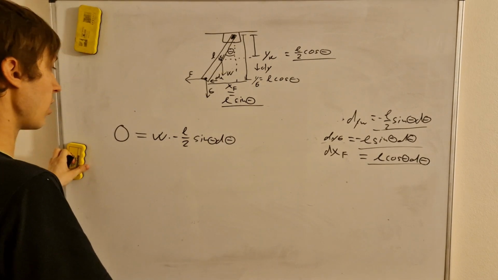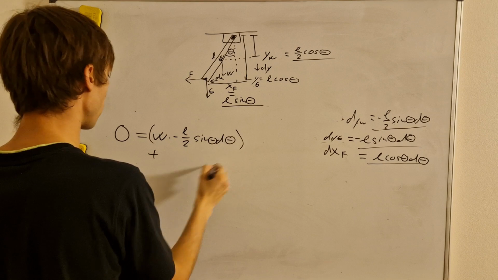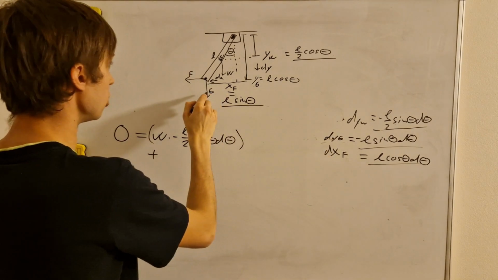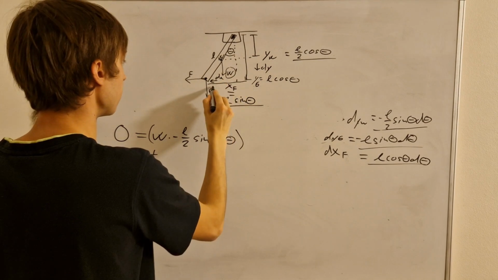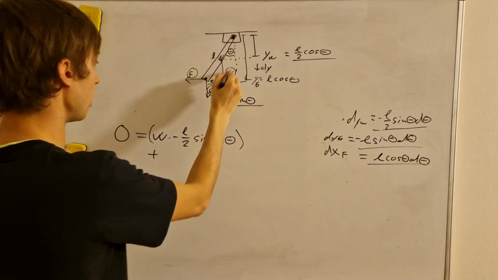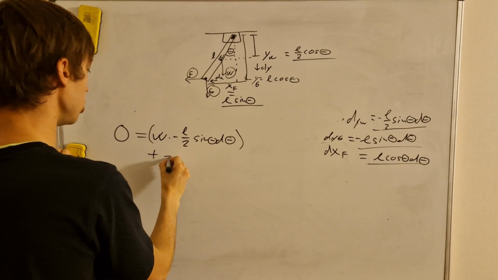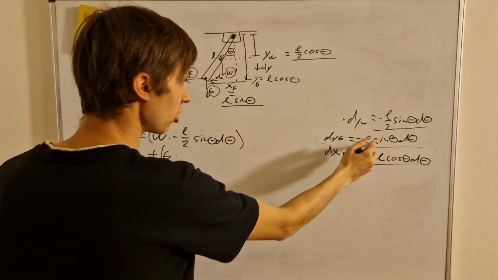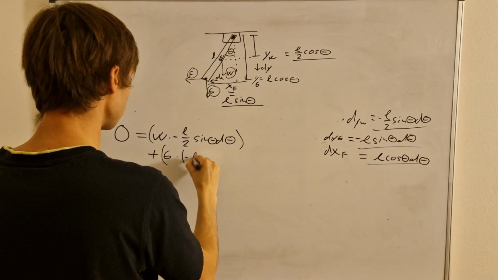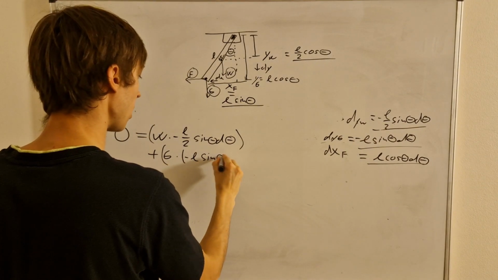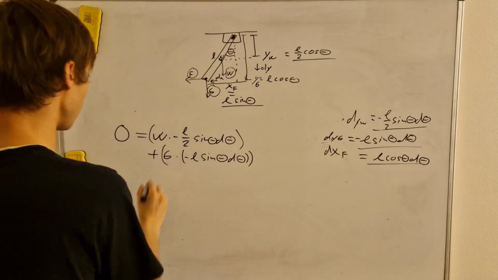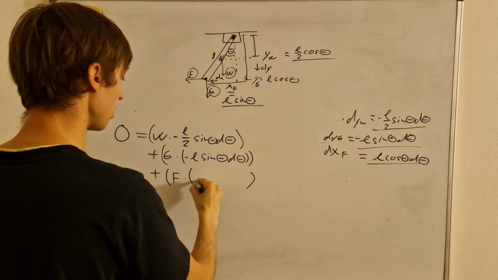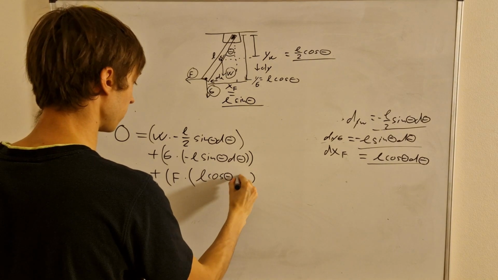Then we have plus, so we have this first one plus the other plus the function g. So we have these three forces, w, g, f. So then g times its differential, and that's going to be minus L sine theta d theta. And then plus the third one, which is f, times its differential, L cosine theta d theta.